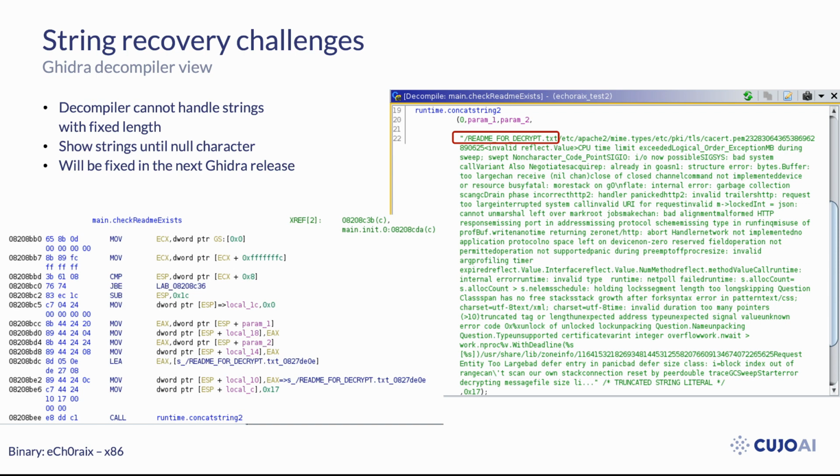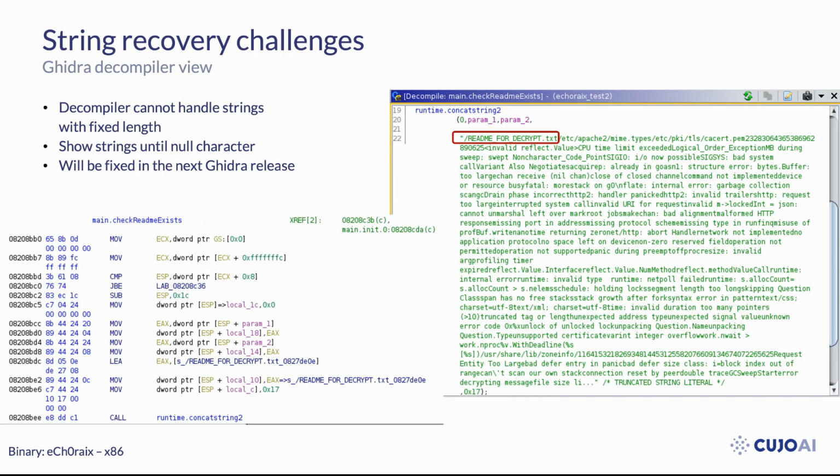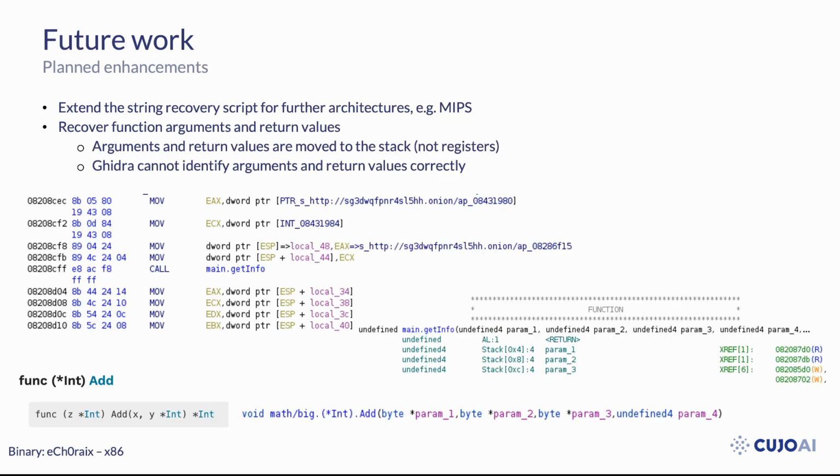Luckily, it will be solved for the next release. So if you use Ghidra 9.2, then you will be seeing the correct string values. And obviously there are many more possibilities and many other interesting information that we can extract from Go binaries. And we have many plans how to continue our work. This was mainly an introduction into the quick wins.